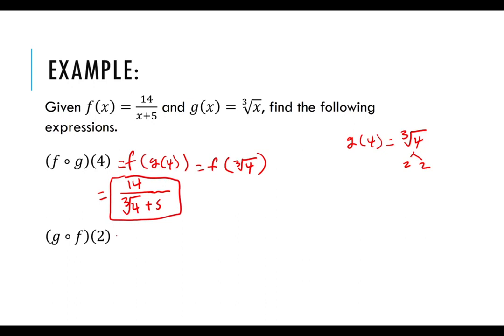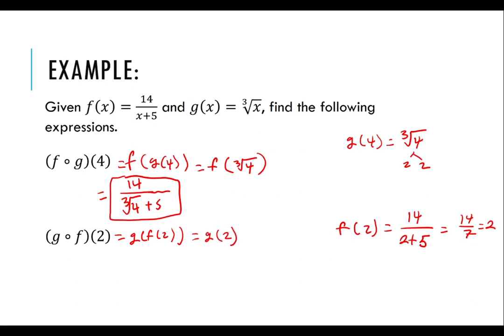g of f of 2, let's calculate f of 2. f of 2 is going to be 14 divided by 2 plus 5. 14 sevenths, and 14 sevenths reduces to 2. So f of 2 is 2, so that is g of 2. So then that's the cube root of 2, but the cube root of 2 won't simplify, and so we're done.